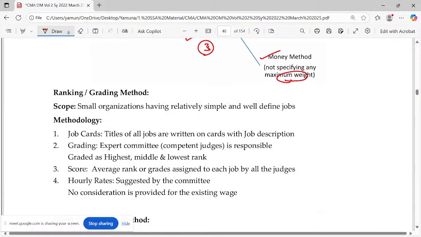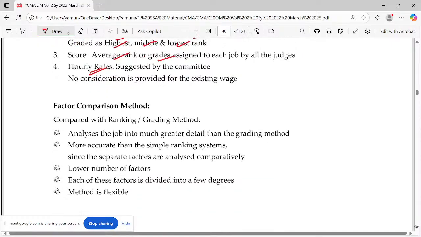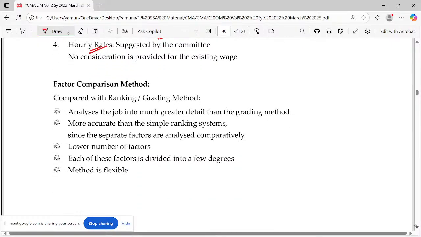Grading or ranking method is helpful in small organizations. How they do it is they keep job titles on cards, and there will be a grading committee. So grading is done using an expert committee, called competent judges. They will rank the jobs as highest rank, middle rank, lowest rank, and so on. They will give the score also, average ranks or grades assigned to each job. And probably they will design it with respect to hourly rates: how much they pay per hour. If you are in the highest rankings, it will be done in hourly rate.